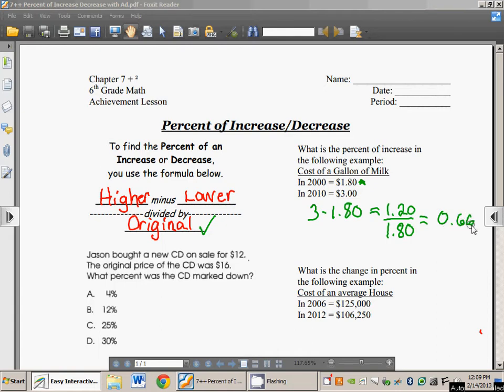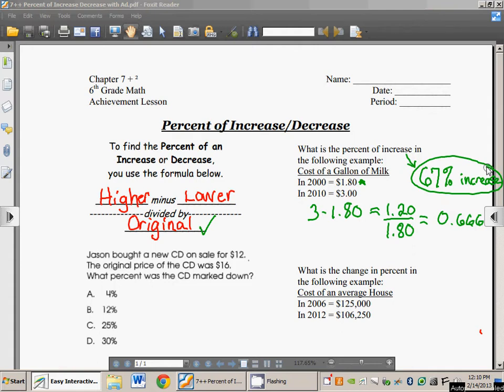0.66. Kira, is 6 rational or irrational? Oh, good idea. If it's repeating, repeating decimals are rational because we can write it as a ratio. Good. What percent did the milk go up then? 66. Nope. 67. We have to round. The increase is 67%. So I think our answer should say that. It was a 67% increase in milk.